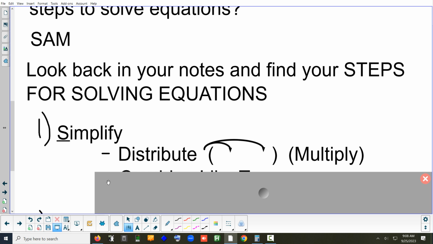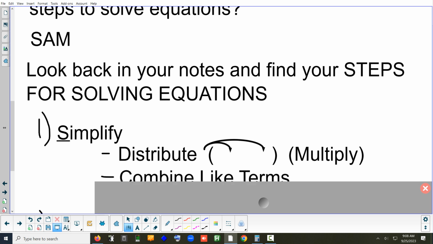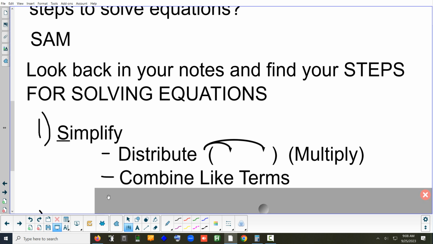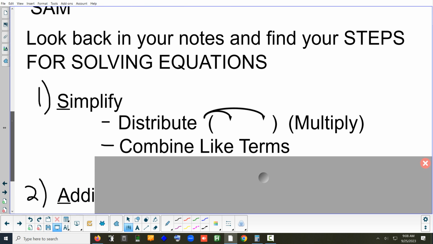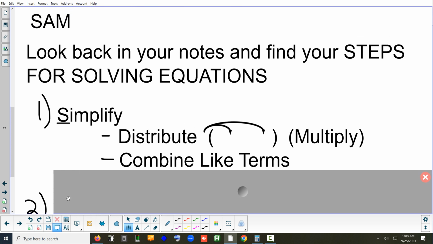And then after you do that, Zach kind of gave us a hint, something to do with same. Does anyone remember the second thing you do under simplify? Combine like terms, exactly. So CLT, combine like terms. How do you know if things are like terms? They have the same variable or whole number? So yeah, they have the same variable.